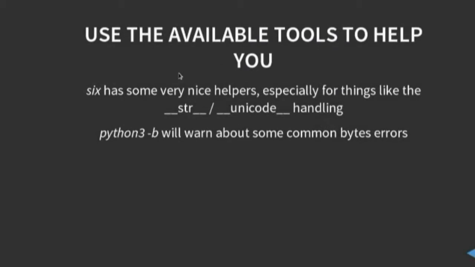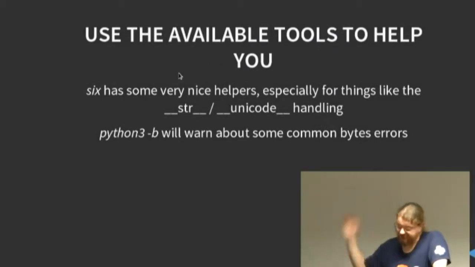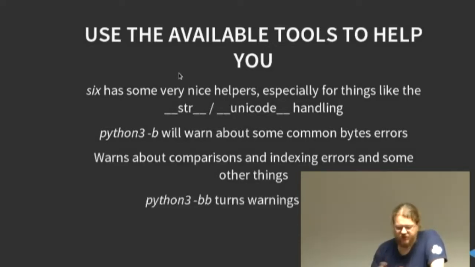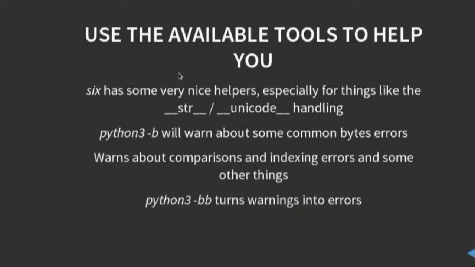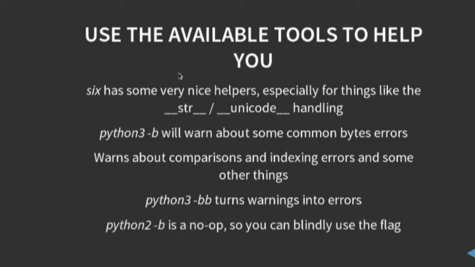Use the available tools, though, to help you. Six has some very nice helper methods, especially for cases like that, where you just define a dunder str method and it will handle the stuff that needs to happen for Python 2. Python 3 has this very nice -b flag, which will warn you of most of the common bytes errors, like indexing a bytes array or comparing a bytes array to a string. If you go -bb, it'll turn the warnings into errors, which can be very useful. And on Python 2, -b is a no-op, so you can just blindly add this to your test suite and on Python 3 you'll pick up your errors.